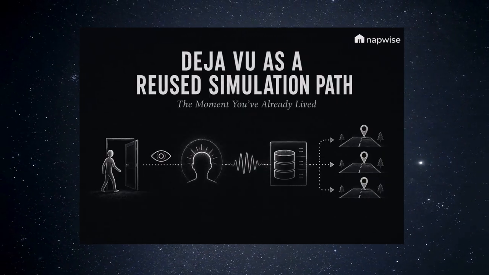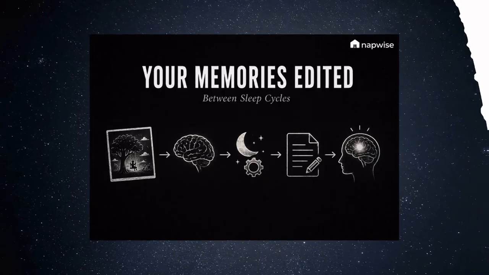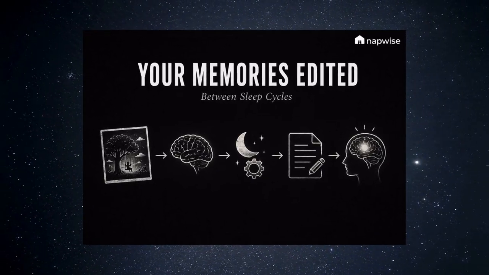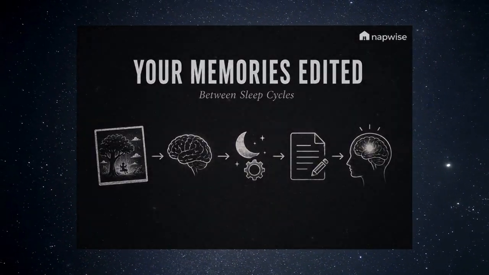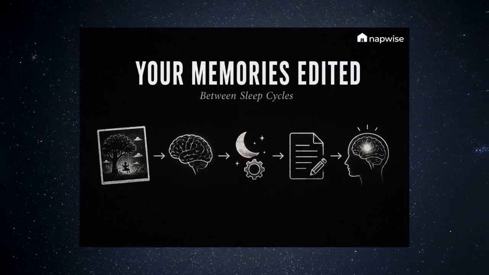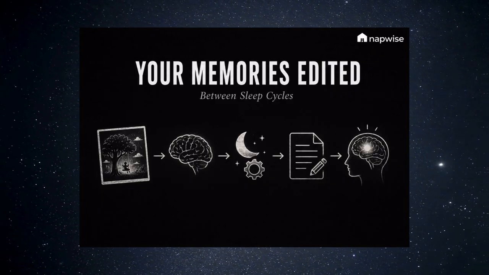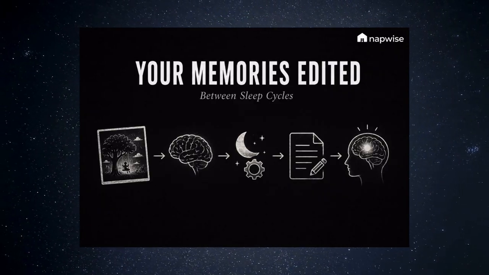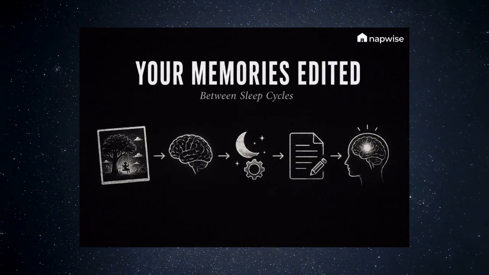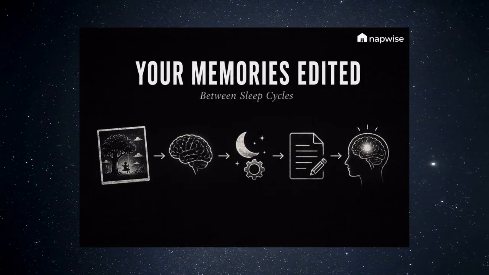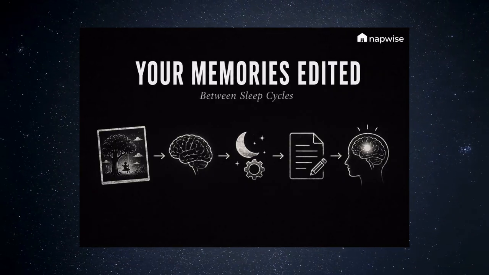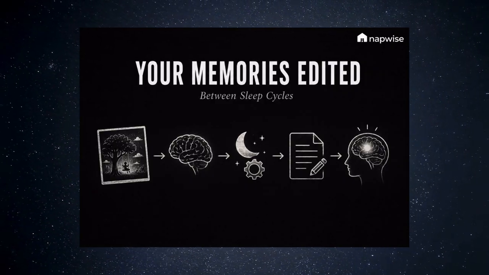Your memories edited between sleep cycles. Hold a childhood memory. A summer afternoon, the smell of cut grass, the particular quality of light through a window you no longer live near. You've kept this memory close for years, trusting it as a foundation, as evidence of who you are. It feels like a fixed record. It feels like the truth of what happened.